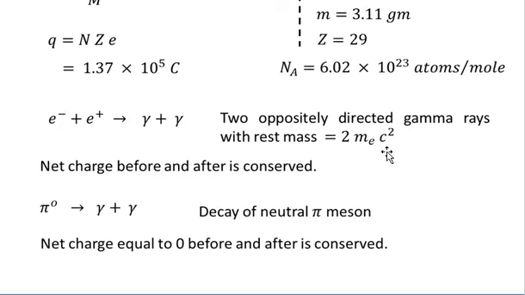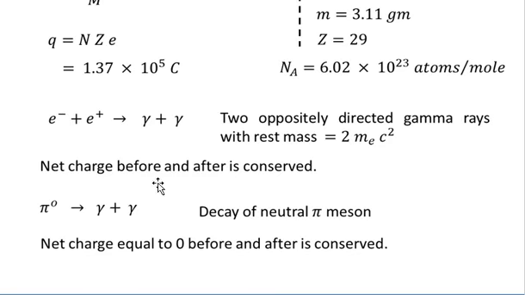So you see that when the gamma rays are generated, they are oppositely directed, and their energy will be equal to 2 times m e c square. So net charge before and after is conserved. On the left hand side the total charge is 0, and on the right hand side I have two gamma rays, and gamma rays being electromagnetic radiation carry no charge. So the total charge on these two gamma rays is also 0. So the net charge on both sides is 0.